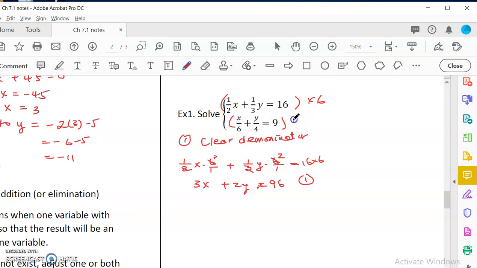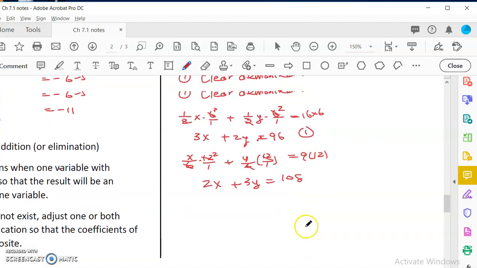This one, what should I multiply so that there's no denominator, to clear the denominator? So 12 is the common denominator of them. x over 6 times 12 over 1 plus y over 4 times 12 over 1 equal to 9 times 12, also every single term. So again, this is for canceling the denominator. So 2x plus 3y is equal to 12 times 9, which is 108, right?